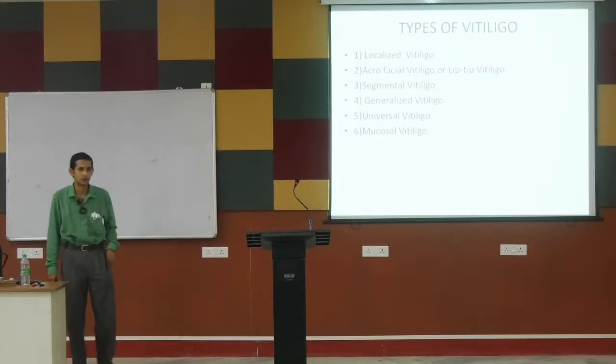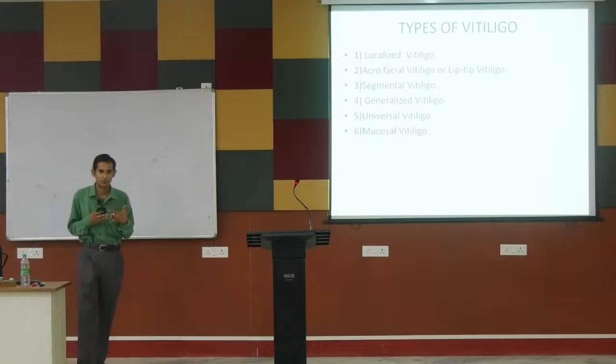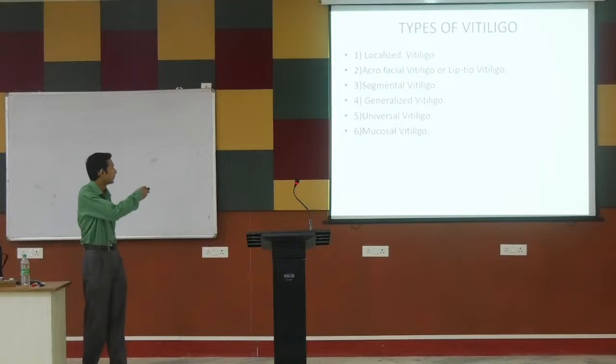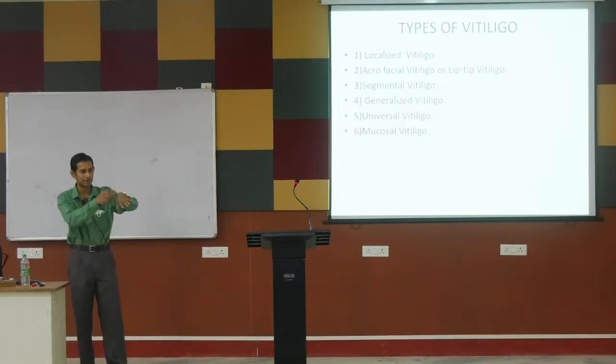Now the types of vitiligo. What are the types? Usually vitiligo is classified mainly into 6 types. In different books its classification is different, but mainly 6 types of vitiligo are found. Which are the 6 types? Mainly, the first is localized vitiligo or focal vitiligo. That is a localized patch of depigmentation present either in the hand, feet, or face. Localized disease, that is localized vitiligo.